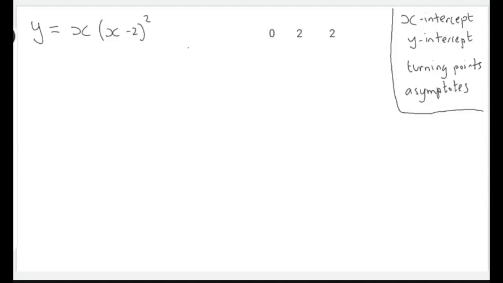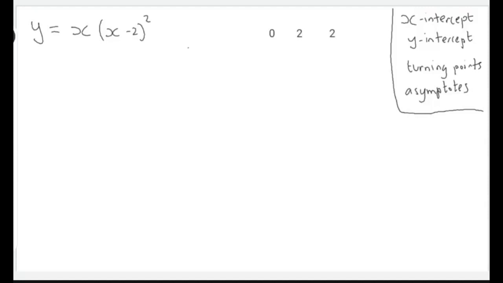Wait, it crosses the x-axis at 0. No, the y-axis at 0, 2. Wait, it crosses the x-axis at... what's it called? The x-axis at 0, 2, and 2, and the y-axis at 0.